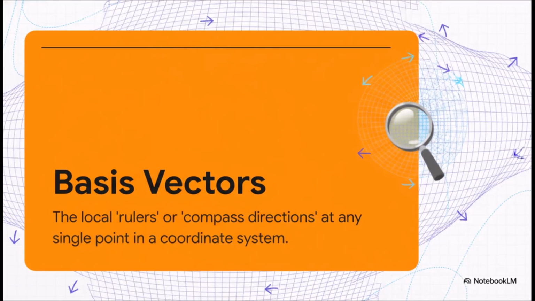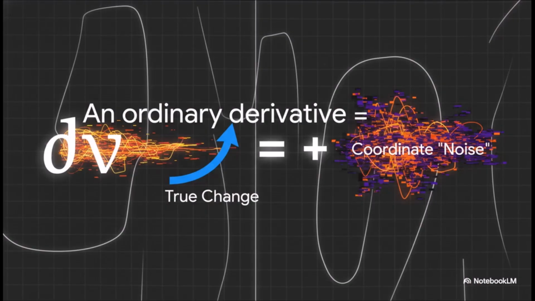The things that are actually changing are called basis vectors. The easiest way to think about them is as your local compass directions, your north and east, right at the single point where you're standing. The problem is, in curved space, that compass seems to spin and twist as you move around. And that's exactly why a standard derivative gets so confused. It's trying to measure how much a vector is truly changing, but it can't tell the difference between the real change and the change that's just an illusion caused by the coordinate system shifting underneath. It ends up mixing the actual signal with a bunch of, well, you can call it coordinate noise.